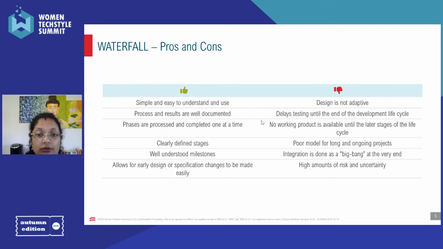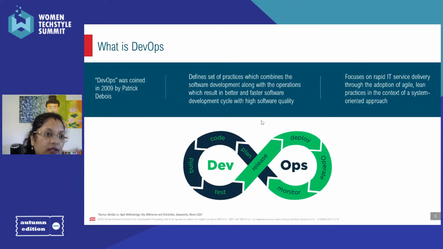So there was clearly a need to shift from this waterfall model, and that brings the idea of DevOps. Now, what is DevOps? This term was first coined in 2009 by Patrick Debois. DevOps defines a set of practices which combines software development along with operations, which results in a faster and better quality product.